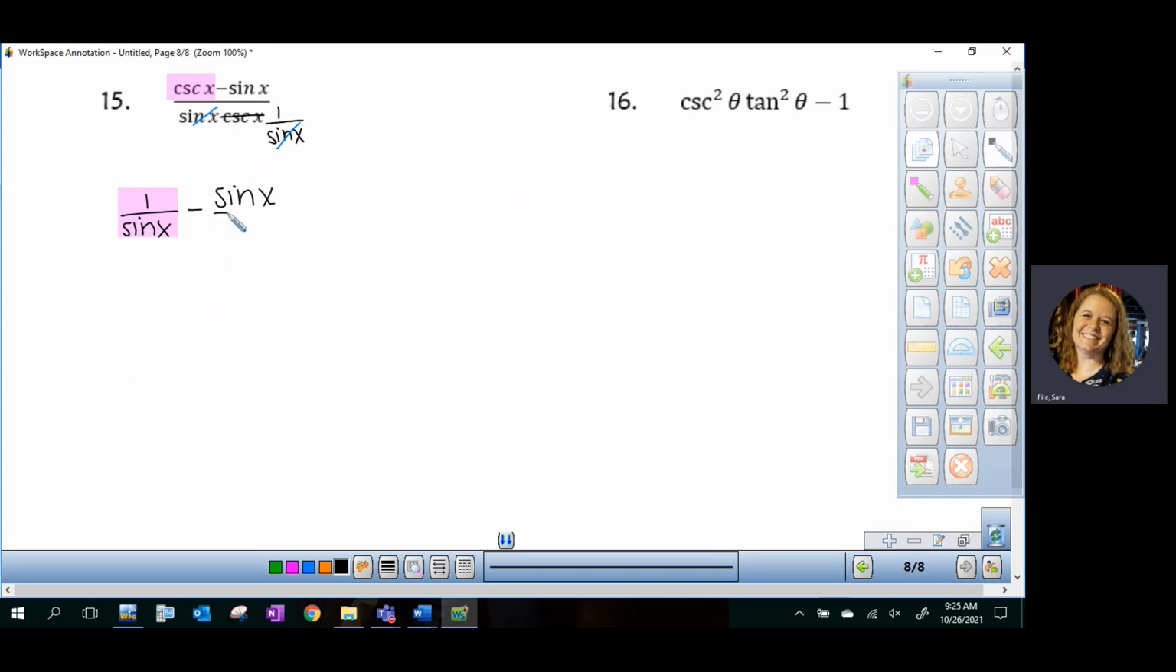This is subtraction, not multiplication. If I want to see this as a fraction, I can put it over 1. To add or subtract fractions, what do I have to have? Common denominator. So I can change this 1 to sine of x by multiplying by sine of x. And if I do it to the denominator, I have to do it to the numerator. So my new common denominator is sine of x. And in the numerator, I'm going to have 1 minus, what's sine times sine? Sine squared.